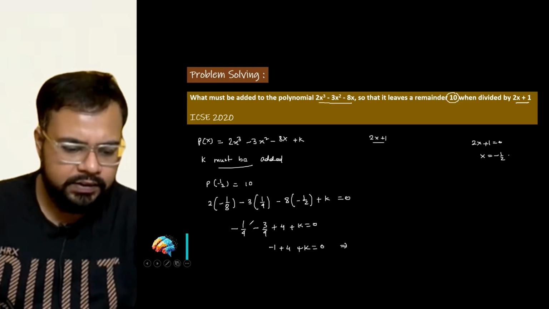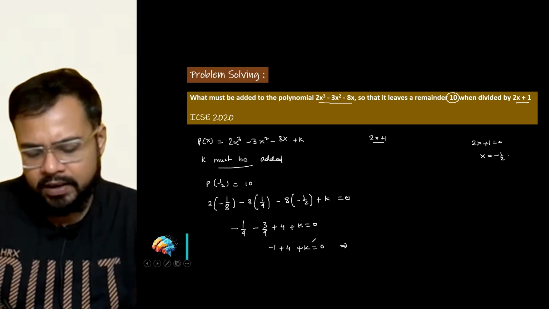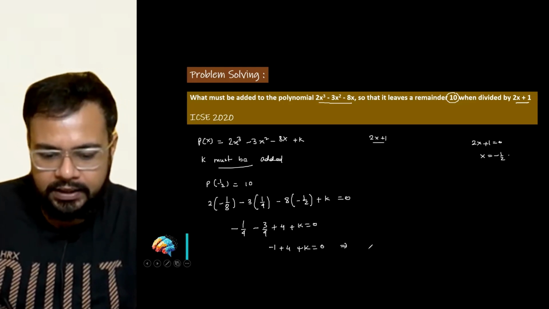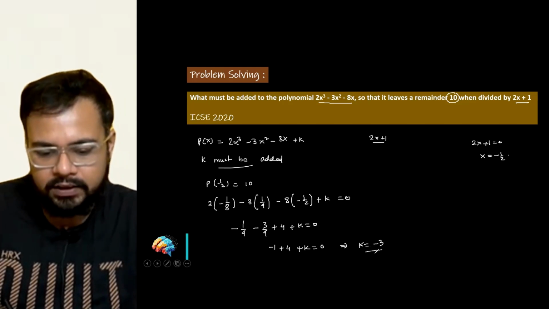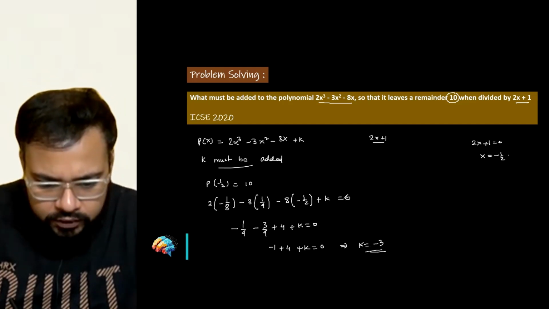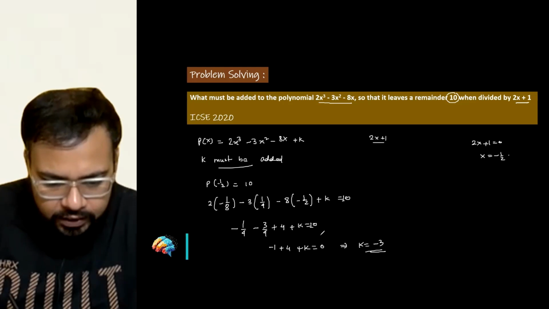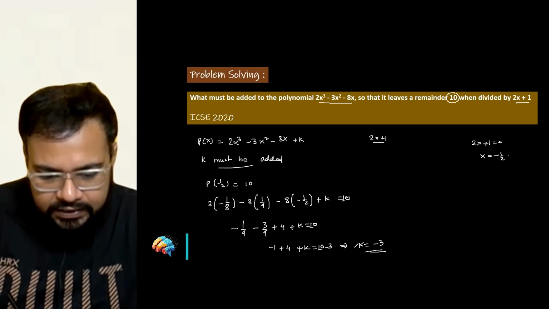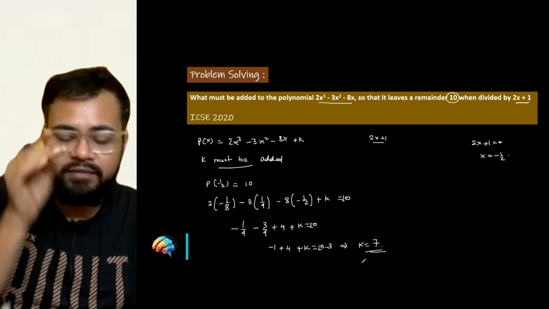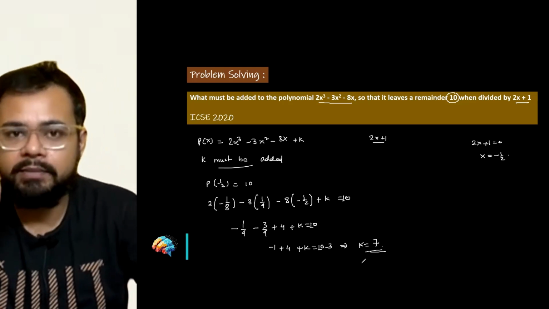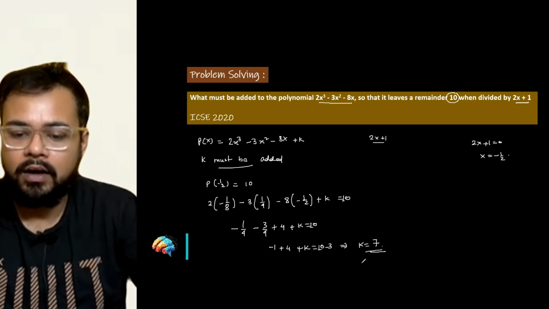Is this coming minus 1? Yeah, this is coming minus 1. You're right. So that is 3, and 3 goes to the other side. This becomes minus 3. Oh, why have I written 0? Sorry, my bad. It should be 10 here. So 10 minus 3 should be equal to 7. So 7 must be added with the given polynomial so that it leaves a remainder 10 when it is divided by 2x plus 1.